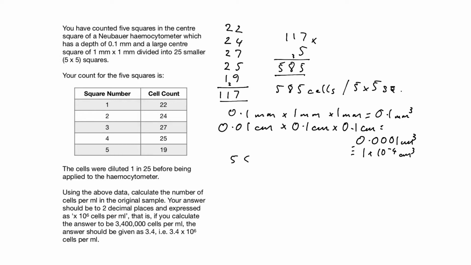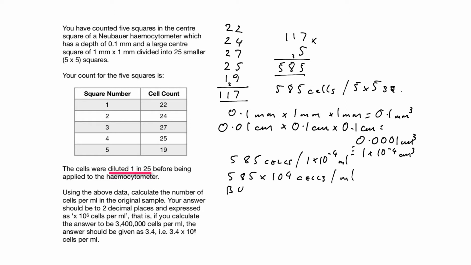As you know, we have 585 cells, and these 585 cells have to be in this 1 times 10 to the minus 4 cubic centimeters. Now, as a cubic centimeter is a mil, we can say that the 585 cells are present in 1 times 10 to the minus 4 mils. We now need to convert this to mils, so all we have to do is multiply the 585 by 10 to the power of 4. So we now know we have 585 times 10 to the 4 cells per mil.